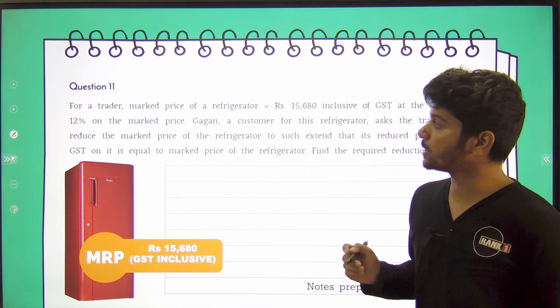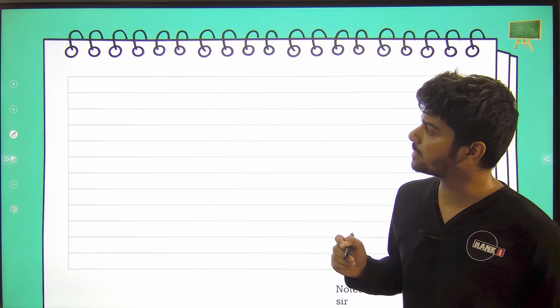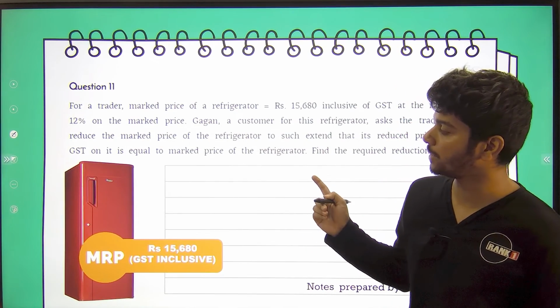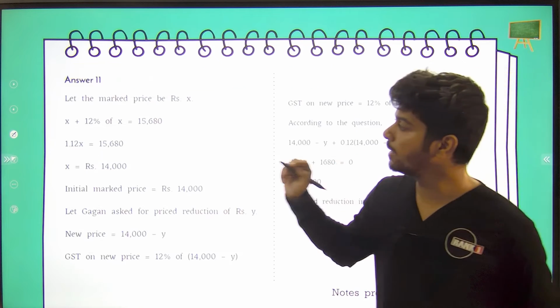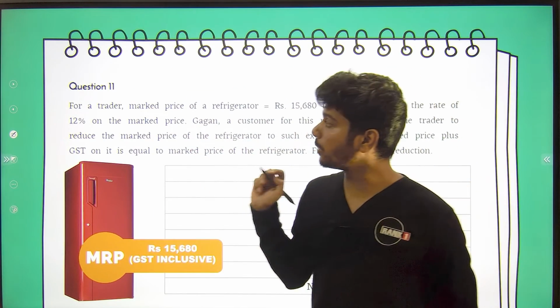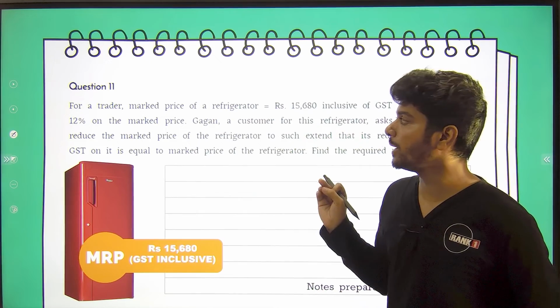Now let's move to question number 11. I think this is the last question of the chapter. After this, the rest was done in the previous lecture already. So this is the last sum for today. Once we complete this, we are going to end the session.